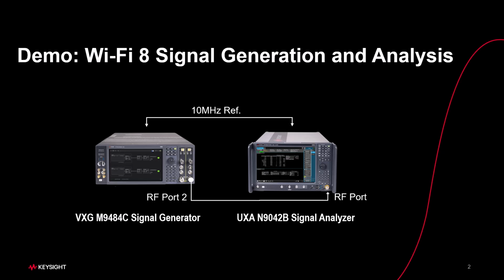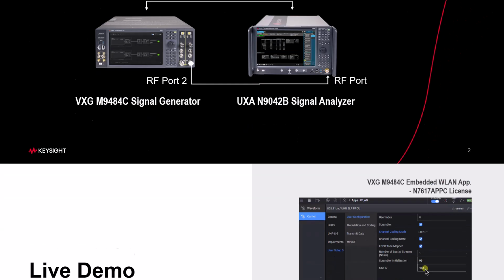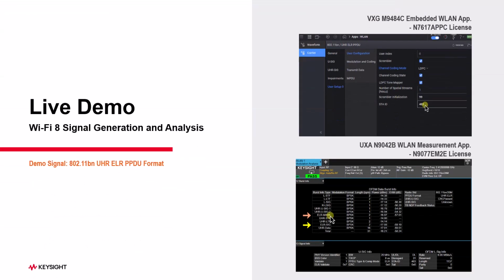Let's kick things off with the hardware setup. For this demo, I've connected IF port 2 of the VXG-C directly to the UXA N9042B analyzer here. It's a clean and simple setup. Ready to go? We are working with the UHR ELR PPDU format, which is part of Wi-Fi 8. To make this work, just make sure you've got the right licenses installed, listed right here on the slide.